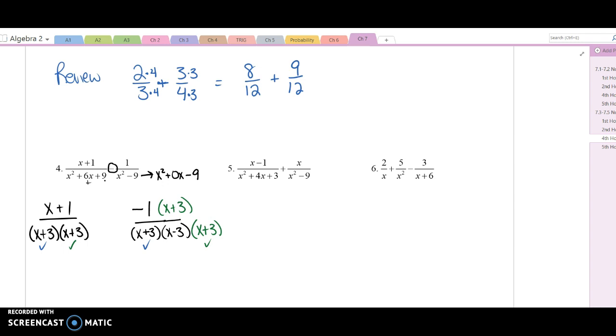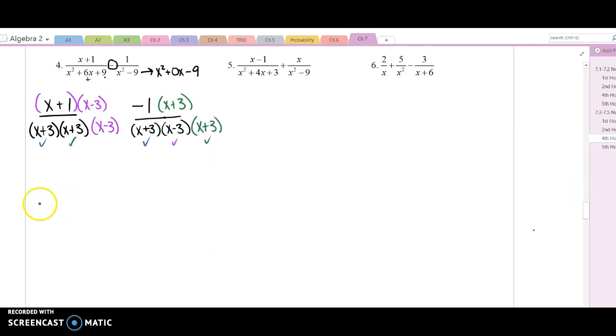The second fraction has an x minus 3. Does the first fraction have an x minus 3? No. So to make these match, we need an x minus 3 in the first fraction. And you need to put parentheses around your original numerator to make that all work. Okay. Our common denominator is going to be x plus 3, x plus 3, x minus 3. The order doesn't matter as long as you have 2 factors of x plus 3 in there and 1 factor of x minus 3. That's what both denominators have.